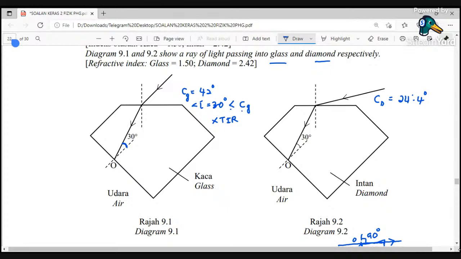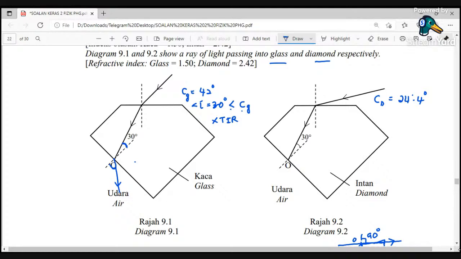Okay, so when travel from glass to air, speed of light increases. So what happened to the light ray? It will be bent away from normal. Maksudnya dia akan pergi ke sini. Okay, direction. Keluar emergent ray kat sini. Okay, ni angle yang refraction ni. So dia akan jadi begini.